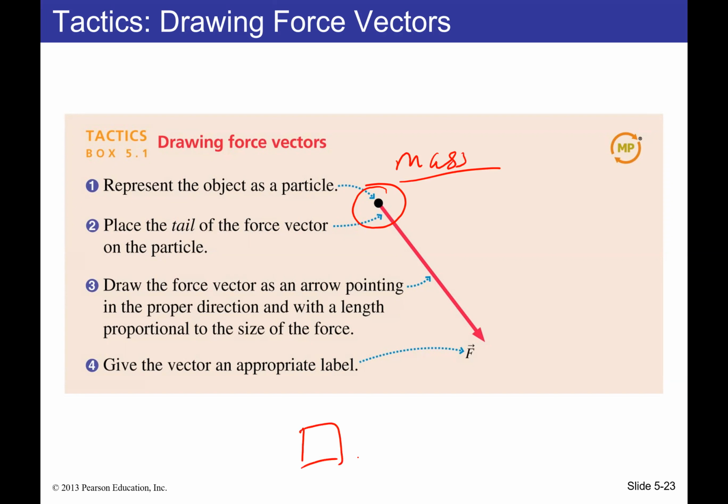So let's say it's a box, or it's a car, right? Or, I don't know, let's say a person walking around. All of them can be represented as a particle, okay? So then I can say, all right, there's a particle, and there's a force acting on it in this direction. The length of this represents the magnitude of the force, and then you have the direction, okay?